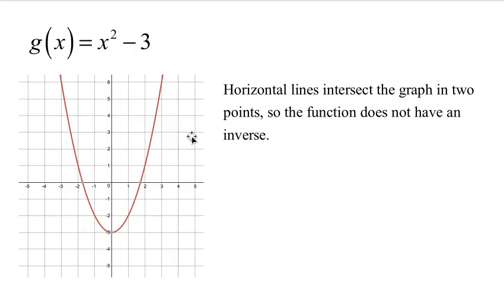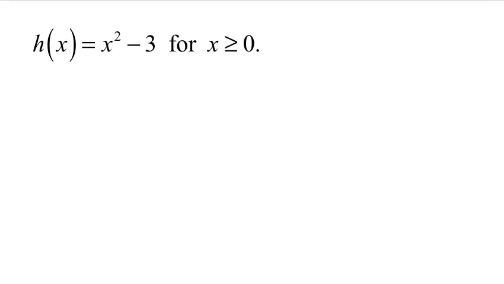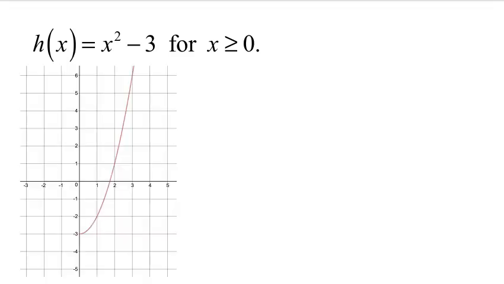But we can modify it a little bit so that we have a new function that does pass the horizontal line test. And that's what we did here by creating h of x, that previous function, but only for values when x is greater than or equal to 0. So now I have a function that does pass the horizontal line test. No horizontal line cuts this in more than one point.